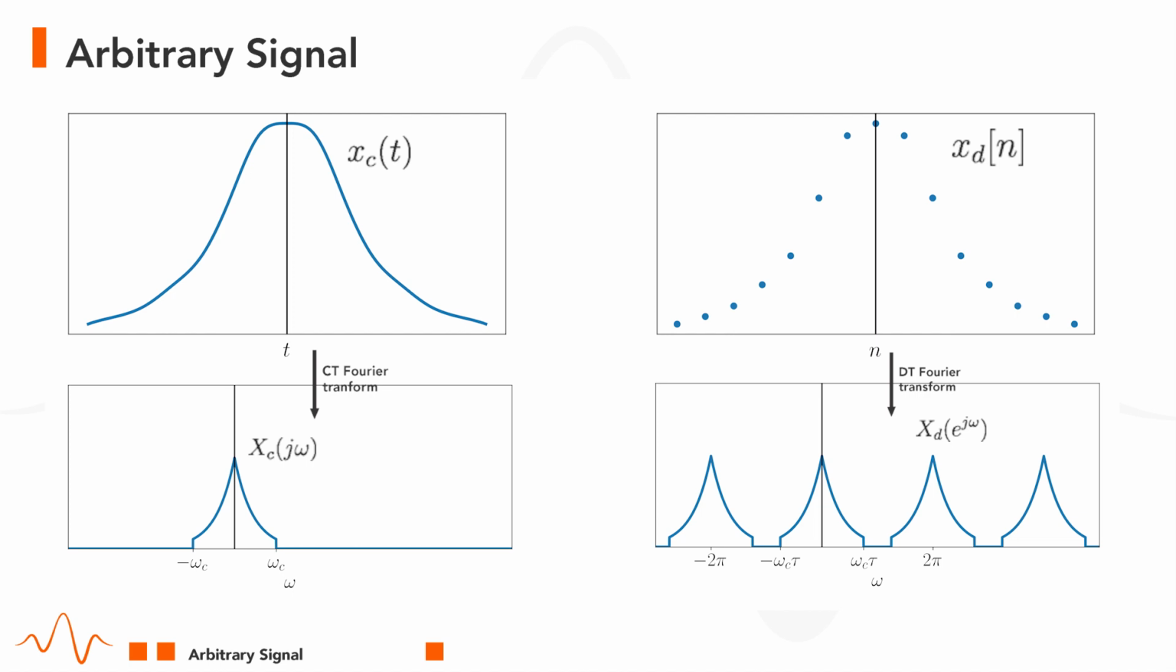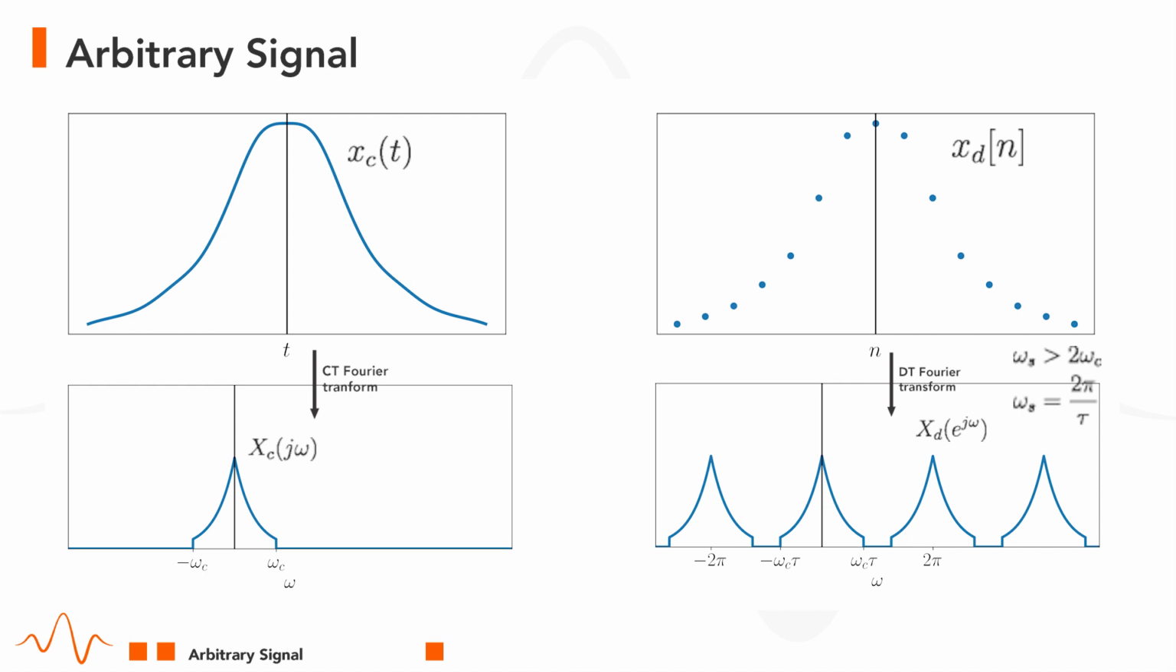So if the continuous time Fourier transform is 0 outside the interval from minus omega c until omega c, the discrete time Fourier transform of the sampled signal will be 0 for omega values slightly larger than omega c tau and slightly smaller than minus omega c tau. But since the discrete-time Fourier transform must be periodic with period 2 pi, there will be replicas of this discrete-time Fourier transform. These replicas will happen around 2 pi, 4 pi, minus 2 pi, minus 4 pi, etc.